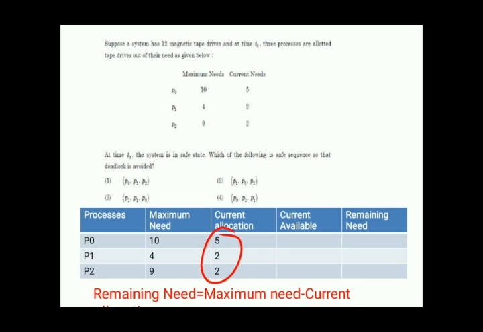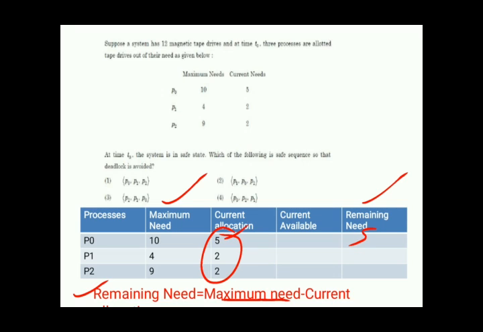Next is the remaining need. We have to find the remaining need, and it is found with the help of the given formula. Remaining need is equal to maximum need minus current allocation. The maximum need for the process p0 is 10, given in the second column, and the current allocation is 5, given in the third column. So 10 minus 5 is equal to 5.